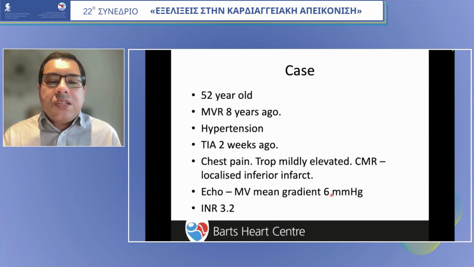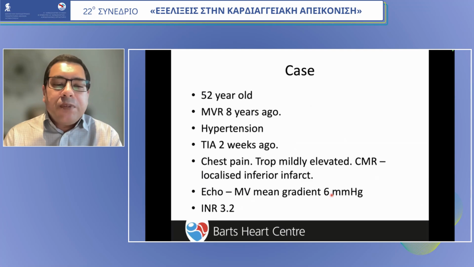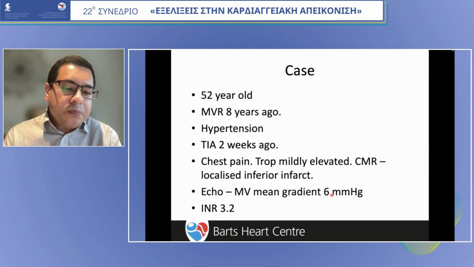So let's look at some cases. Here's a 52-year-old who had a mitral valve replacement 8 years ago and had a TIA, a transient ischemic attack, and some chest pain with a mildly elevated troponin. On CMR, there was a very localized inferior infarct. So we performed an echo just to check their prosthetic valve was okay. The gradient was just a little bit high, 6. And the INR was therapeutic, 3.2.